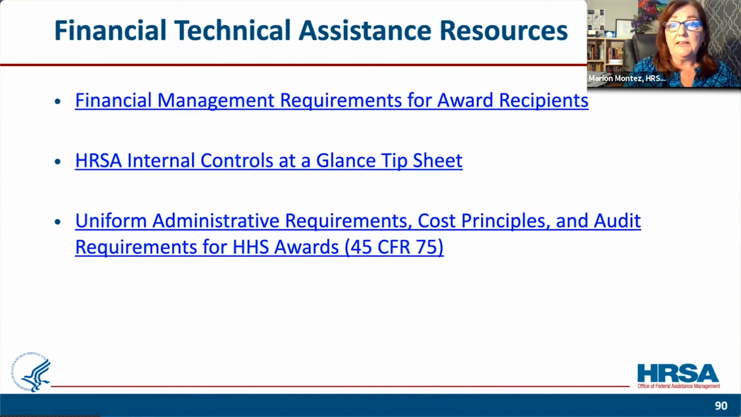And finally, here again is a link to Title 45, Part 75 of the Code of Federal Regulations, which outlines the uniform requirements, the cost principles, and audit requirements for HHS awards. And I think the best way to make yourself familiar with this is to just look in the regulations and focus on the topics that you're specifically interested in or you have questions on.